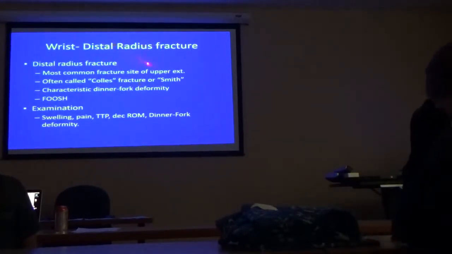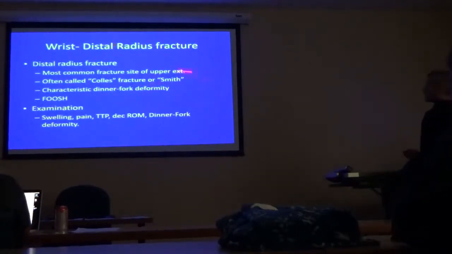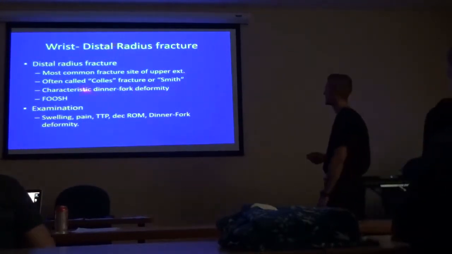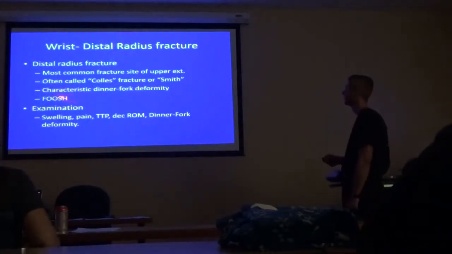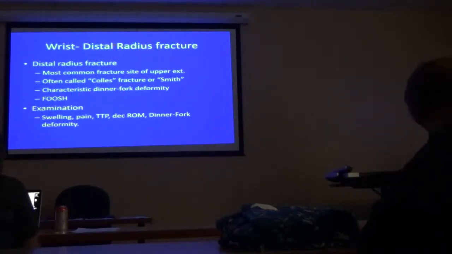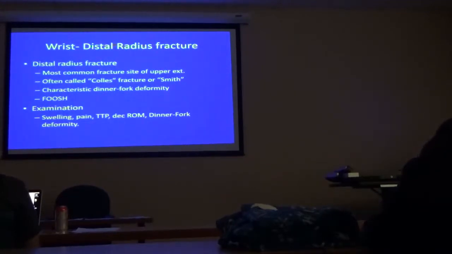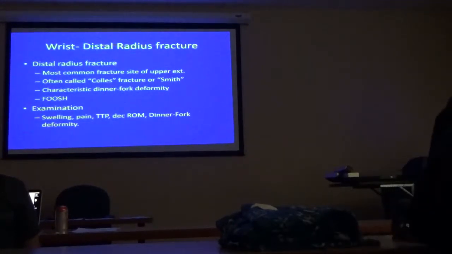All right, distal radius fractures. One of the most common fracture sites of the upper extremity, often called Colles or Smith fractures. Characteristic dinner fork deformity. Fall on outstretched hand. You're going to get those all the time. People fall right here, break the radius. Swelling, tenderness to palpation, I mean, you get it.